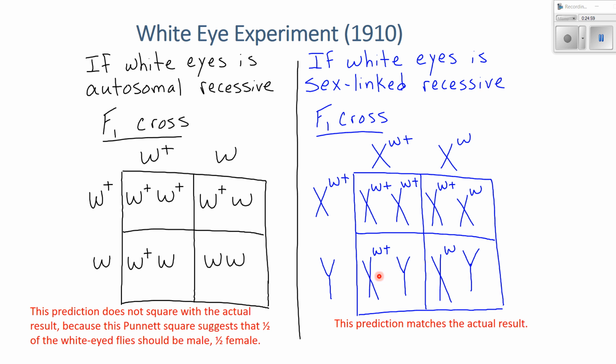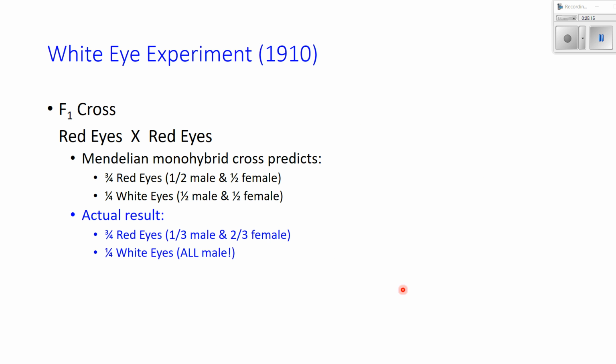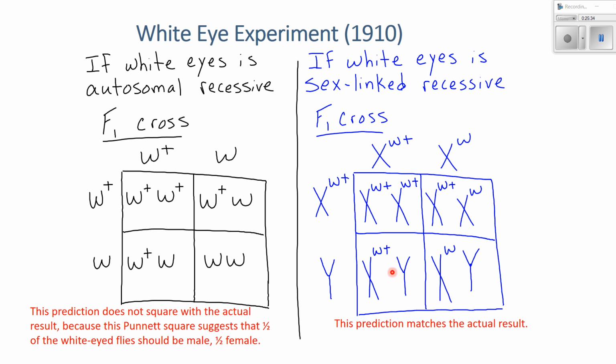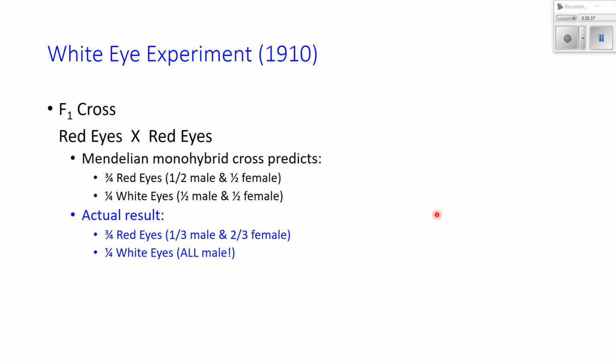And it predicts that 1/3 of the red-eyed flies will be male, and 2/3 of the red-eyed flies will be female. And it turns out this is the result that matches up perfectly with what T.H. Morgan actually got. He got exactly this: 3/4 red eyes, 1/4 white, but those were all male, not a single one of them female. And as far as the red-eyed offspring, 1/3 of them were male and 2/3 of them were female.